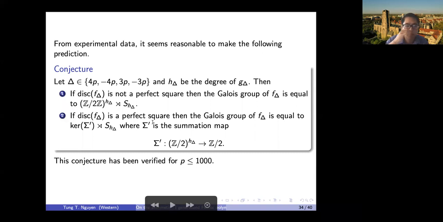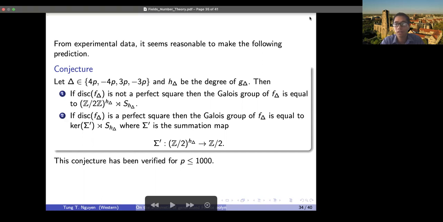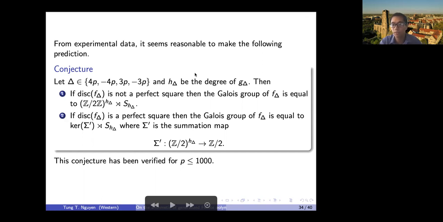So I think that's the first part of the talk. I want to pause a moment if people have any questions before I move to a completely different topic.